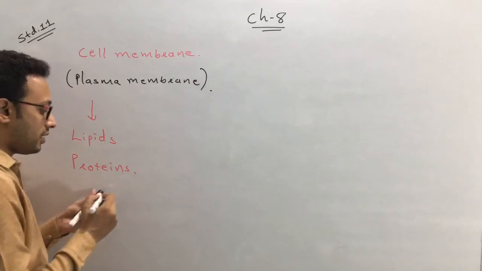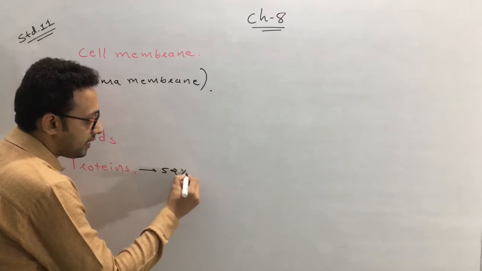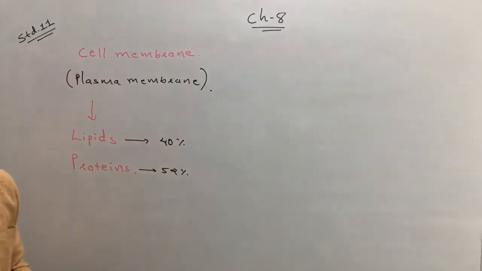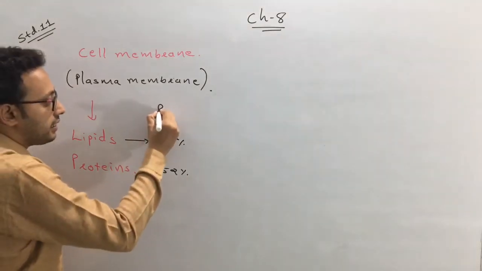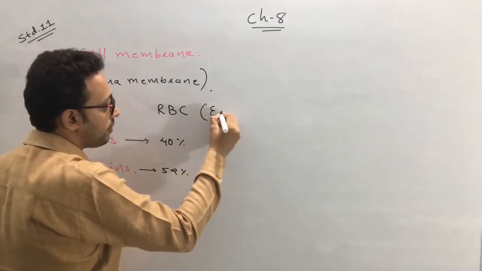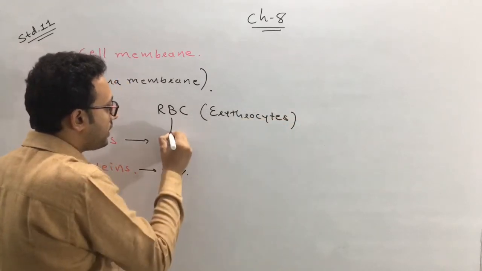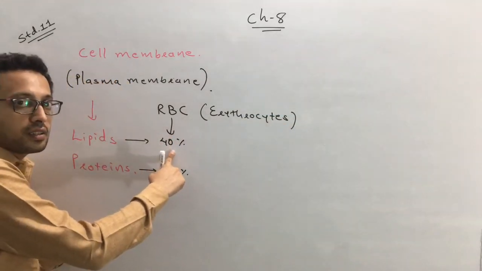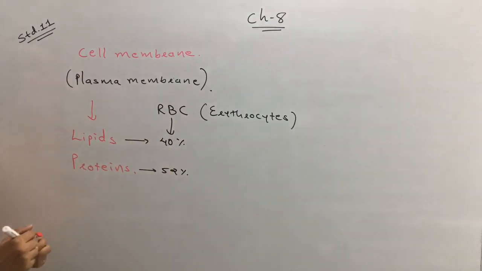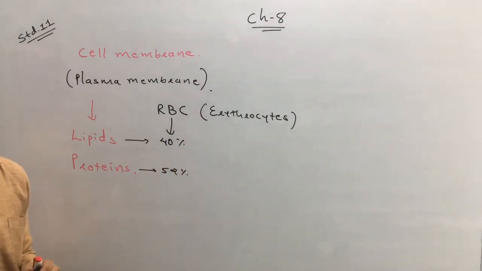In erythrocyte, the content of protein that is going to be found is 52%, and the content of lipid that is found is 40%. Clear? So in RBC, remember, RBC is called red blood cell, or it can also be called erythrocytes. This is another name of RBC. The amount of lipid in the cell membrane of RBC is 40%, and the amount of protein is 52%.